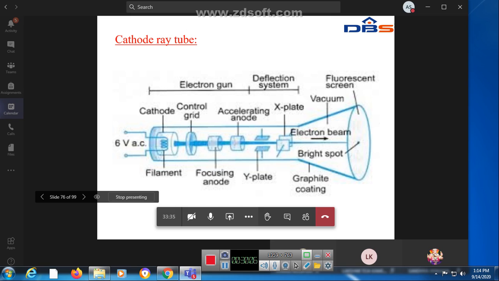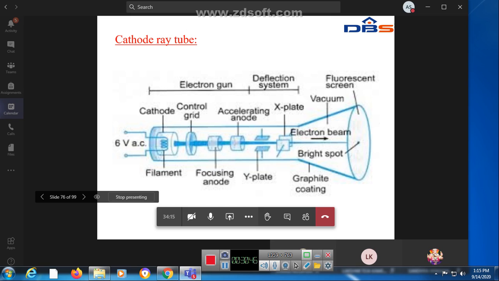Up to here is the electron gun, which produces the electrons, and this part is the deflection system, where you use the vertical and horizontal deflection plates. Finally, this is the fluorescent screen. Here you use a filament, and you give it 6 volts AC. At that time it heats the cathode, and whenever you heat this cathode, it emits electrons.